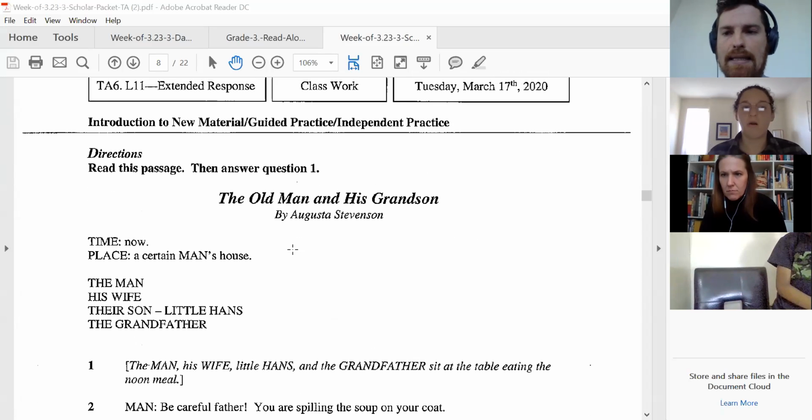Can everybody scan this text and do your pre-reading? You can do it on your packet if you have it or your blank sheet of paper.